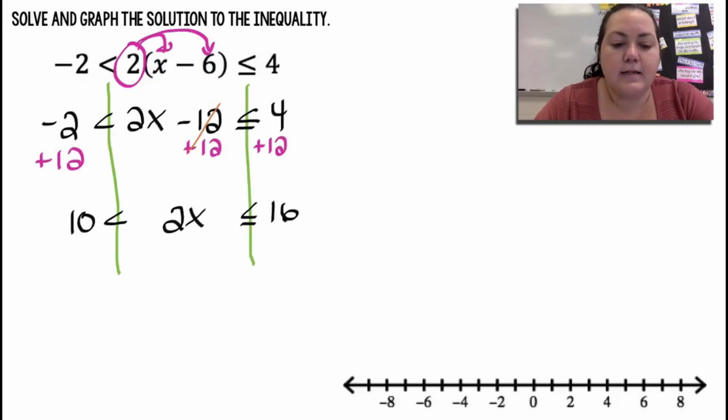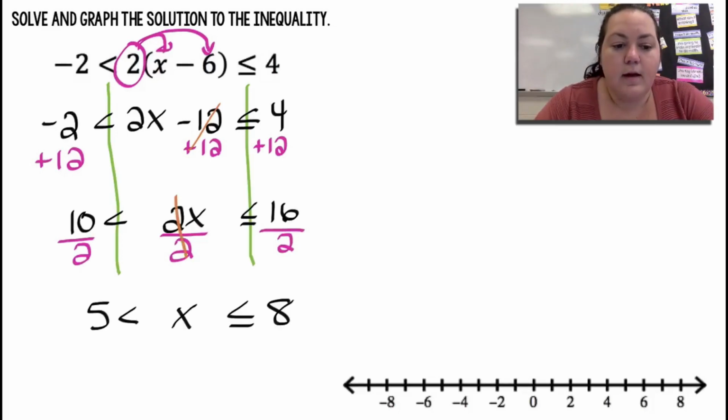That gives me 10 is less than 2x, which is less than or equal to 16. Divide everything by 2. I get 5 is less than x, which is less than or equal to 8. So at 5, I'm going to be using an open circle. At 8, I'm going to use a filled circle, and I'm going to be shading in between.